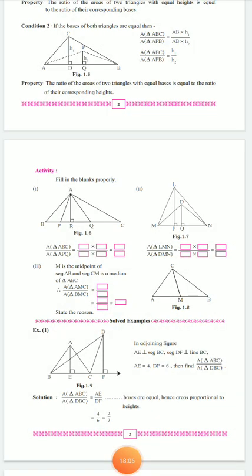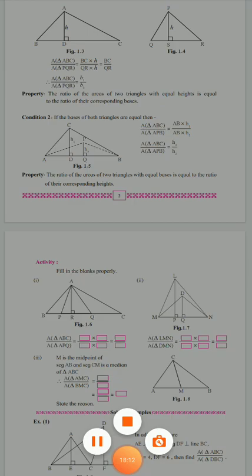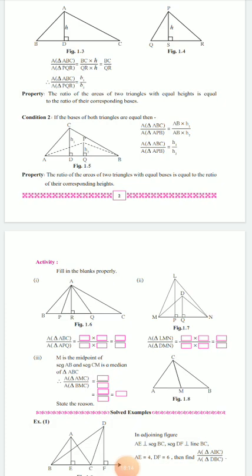Okay, with the help of which we can easily understand this concept. See, up to this, if we consider the most important properties, the first property is: if there are two triangles and I want to calculate the ratio of their areas, and the height is the same, I have to consider the ratio of their respective bases, the corresponding bases.